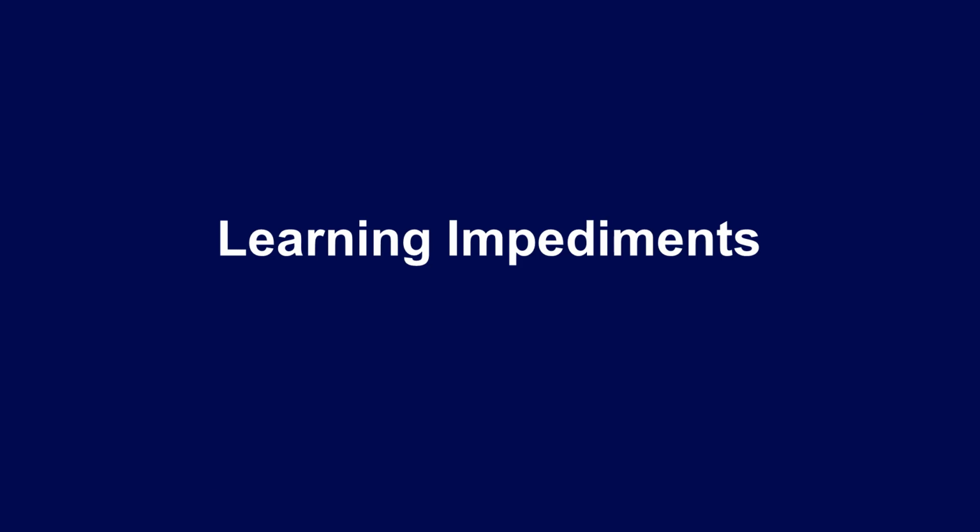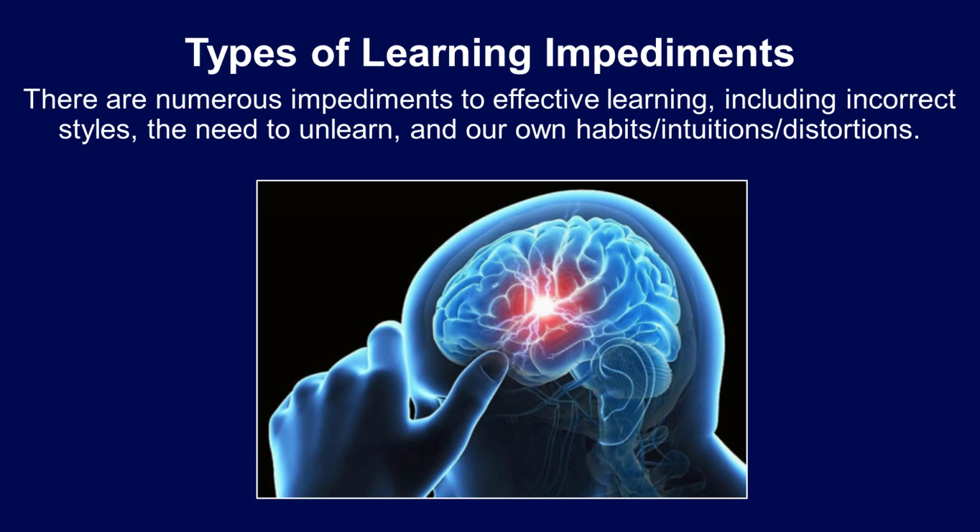Now that we understand how students learn, we want to understand the impediments to effective learning to avoid these obstacles when it comes to knowledge retention. There are 3 primary impediments to learning, including incorrect learning styles, the need to unlearn one piece of knowledge in order to learn a new one, and our own personal habits, intuitions, and distortions. Some of these impediments can be unconscious and may require deep examining to be correctly identified.